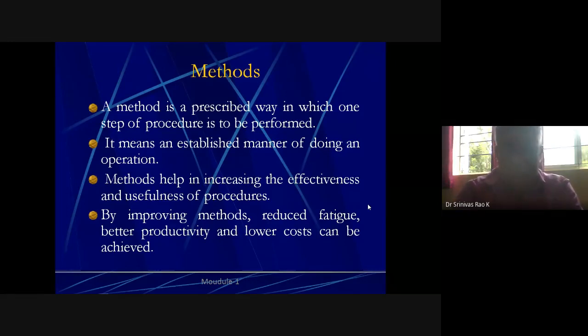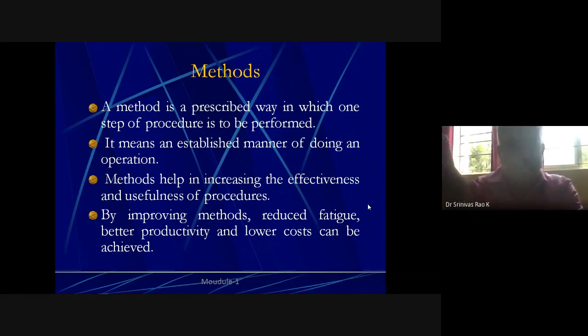You have to connect it in one place: base, collector and emitter. And the emitter has to be grounded. So there is a method to do it. This is called a method. It means an established manner of doing an operation. It is a clear-cut set of instructions on how to do a thing, step by step.